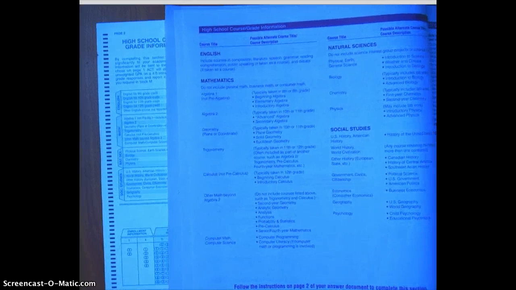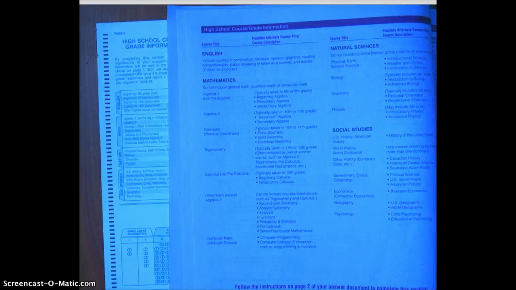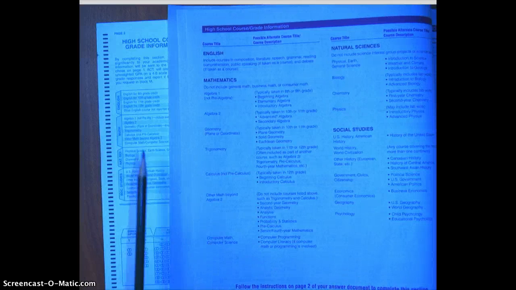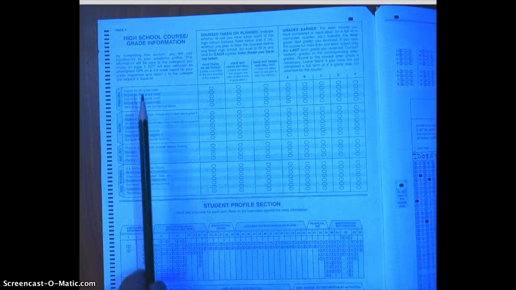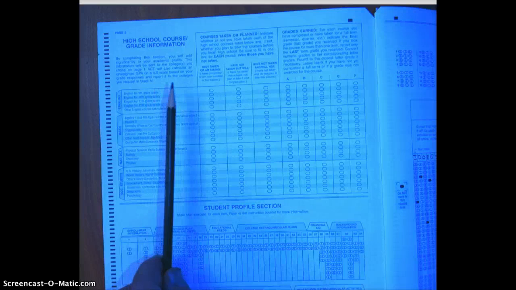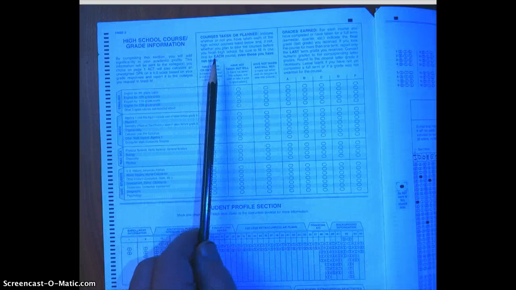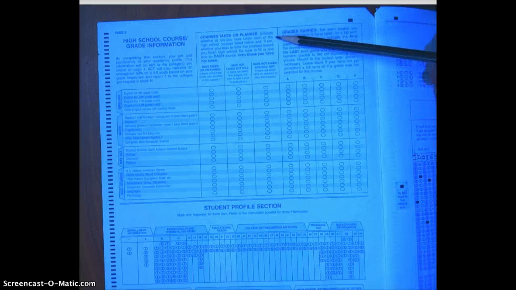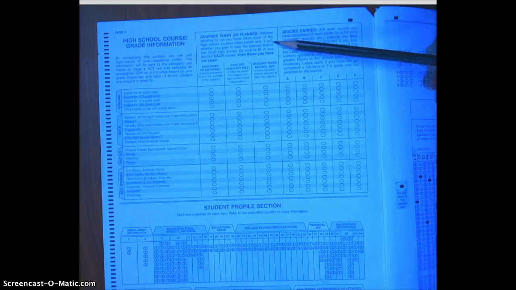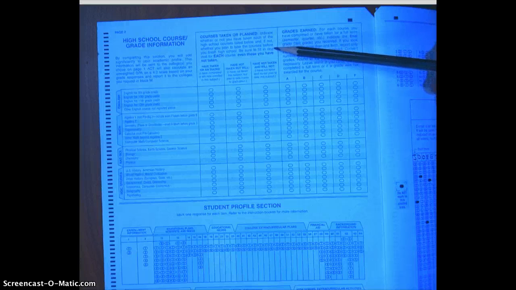You can find a list of what courses are equal to what they're talking about on page 6. The directions for filling out the document are on the test booklet itself. It tells you what the purpose is. It's going to ask you for courses that you have taken, that you plan to take, or that you are currently enrolled in. So even if you have not taken the course yet, you need to indicate whether or not you intend to take the course before you graduate.